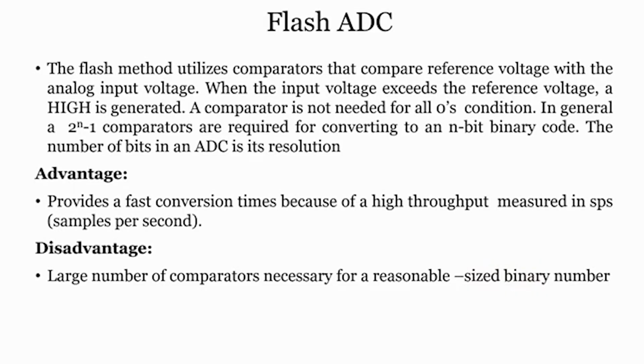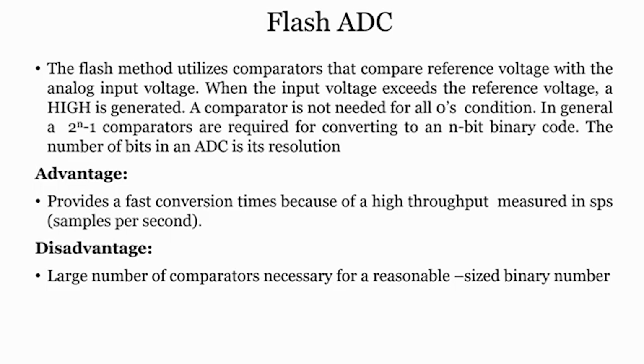So, let us see flash ADCs. The flash method utilizes comparators that compare reference voltages with the analog input voltage. When the input voltage exceeds the reference voltage, a high is generated. A comparator is not needed for the all zeros condition. We will see in the next slide how the circuit looks.